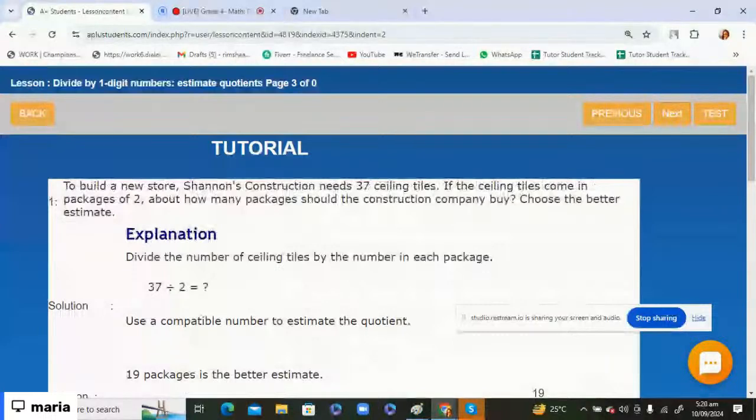To build a new store, Shannon's construction needs 37 ceiling tiles. If the ceiling tiles come in packages of 2, about how many packages should the construction company buy? Choose the better estimate. So 37 divided by 2. Let's check.